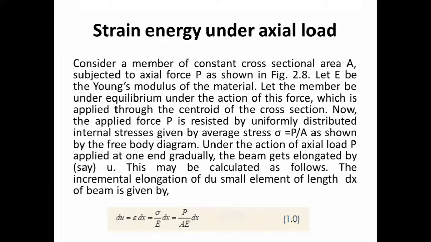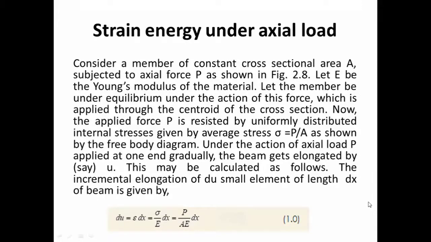So with a simple substitution, we have again written this equation in a new form: du is equal to sigma upon E into dx. Sigma is P by A, so we have replaced sigma by this ratio P by A. Finally, we get du is equal to P upon AE into dx.